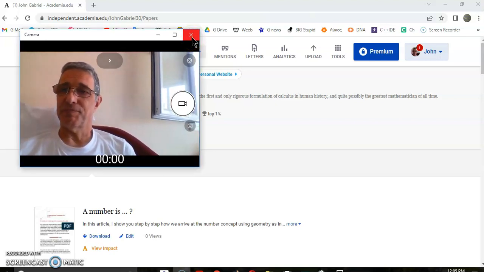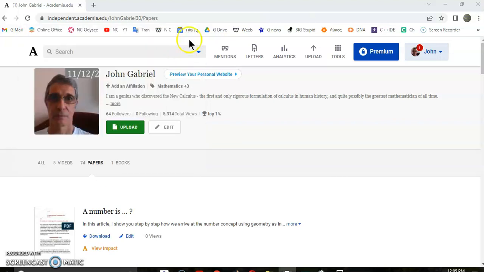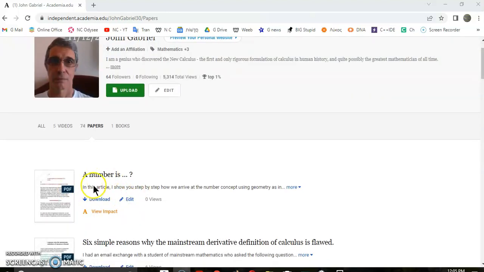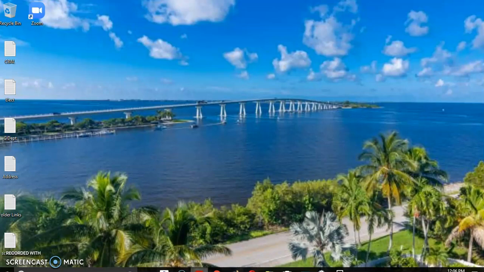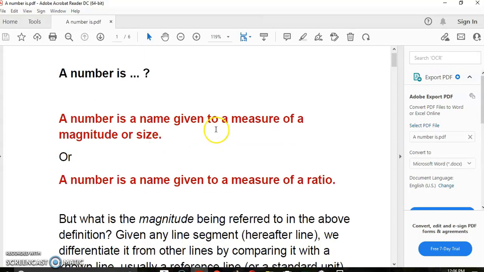So let's begin. First of all, you'll be able to find this article on academia, and I would suggest that you download that article and also study the link in the article, which explains the history of arithmetic. I'll put that in the details section, but without further ado, let's see basically what is a number.